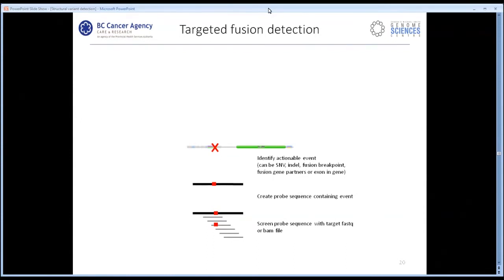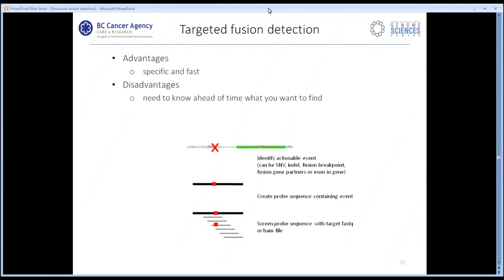So what we generally do at the GSC is Illumina sequencing. So the rest of the presentation is based on detection of gene fusions from Illumina sequence. The first way that we detect gene fusions is through a targeted fusion detection. In this case, what we do is create a 50 base pair probe that contains the event of interest. This event can be an SNV, an indel, or even a fusion breakpoint. These probes are created, and then using the target FASTQ or BAM file, we screen for presence of these particular mutations in the patient library.